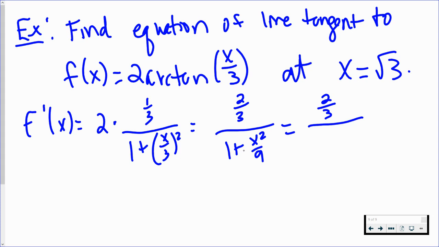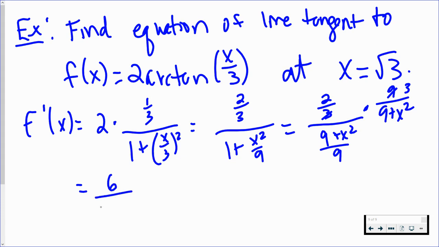All right, so let's say we get a common denominator on the bottom. That would be 9. So we'd have 9 plus x squared over 9. Flip and multiply by 9 over 9 plus x squared. And then notice 9 over 3 would cancel to give us 3 on the top. So we would end up with 2 times 3, which is 6 over 9 plus x squared. Okay, so that's our derivative function.